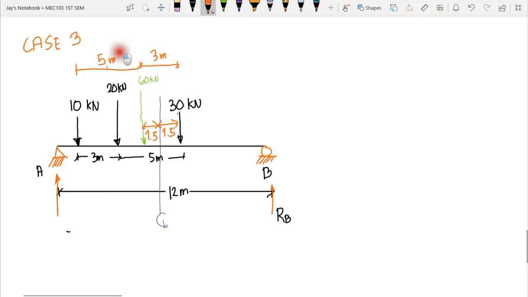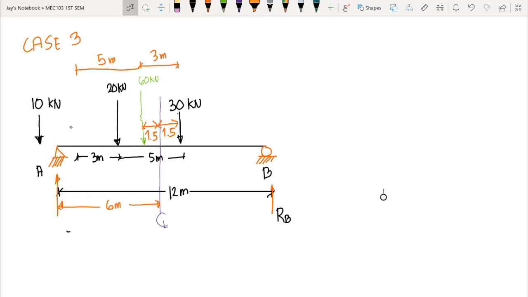So we add 5 meters plus 1.5 meter. Therefore, the distance between the center line to the 10 kilonewton load here is 6.5. However, we only have a 6 meter length here. So we can say that the 10 kilonewton load falls outside of our beam, since we have an excess of 0.5. Therefore, our 10 kilonewton has been eliminated in our load diagram.